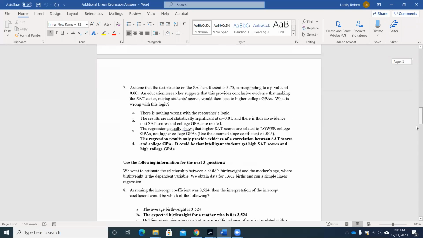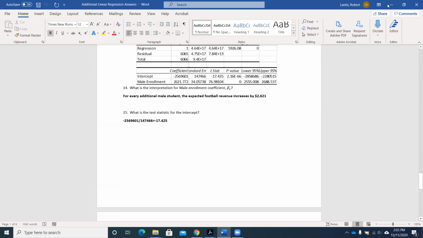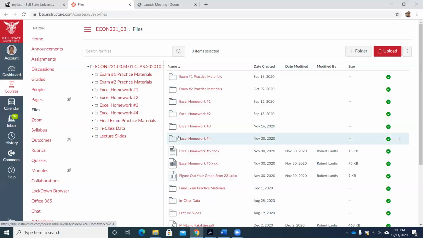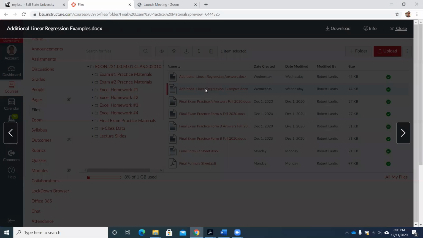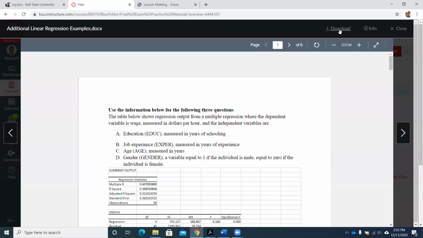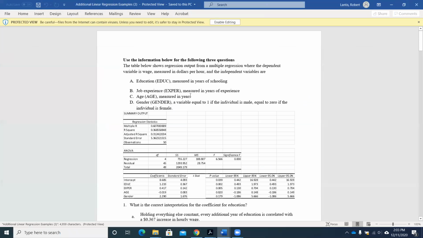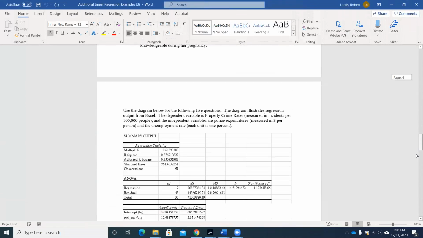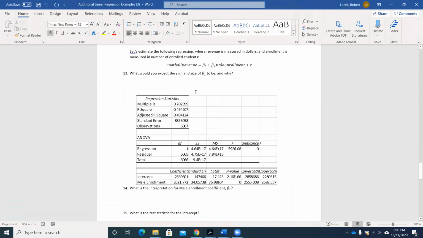For the last few questions we have to work through, I accidentally got the answer key here. Let me not get the answer key, but just get this additional linear regression file. We'll download that, pop it open, and work through the problems that we haven't worked through yet, which I believe went up through 12 last class. So we're starting with 13.